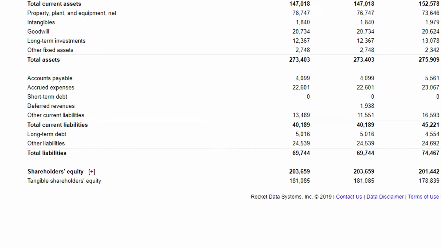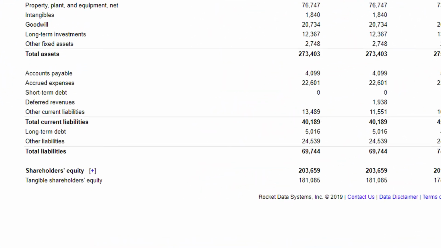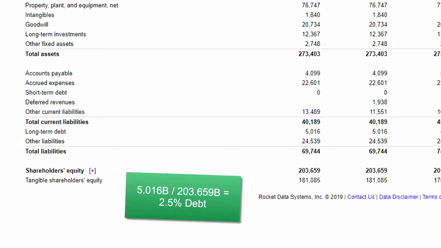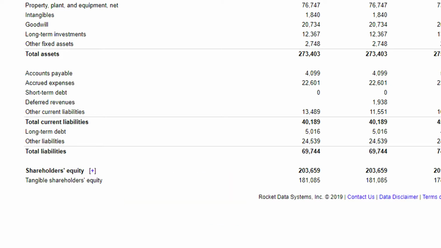So the first ratio we want to calculate when determining the debt situation of a company is the debt to equity ratio. So that is long-term debt divided by shareholders' equity. In Google's case, we do that calculation and we get the company is 2.5% debt. So a good company is typically 25% debt and 75% equity. So Google at 2.5% debt is way better than most companies out there when it comes to its debt position.